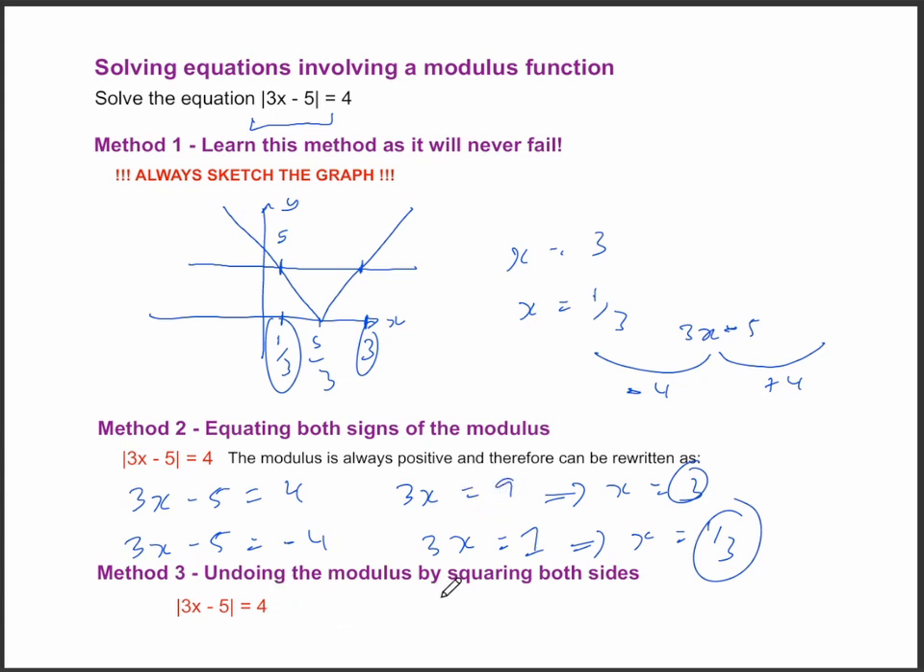The last method is by squaring both sides. So remember, because of the negative and positive, if you just square both sides, you're going to get rid of that problem, right? So we can square both sides. Here we get 9x squared minus 30x plus 25 equals 16. Rewriting this, we get 9x squared minus 30x plus 9 equals 0. And solving this equation quadratically, we will again get x equals 3 and x equals 1 over 3.